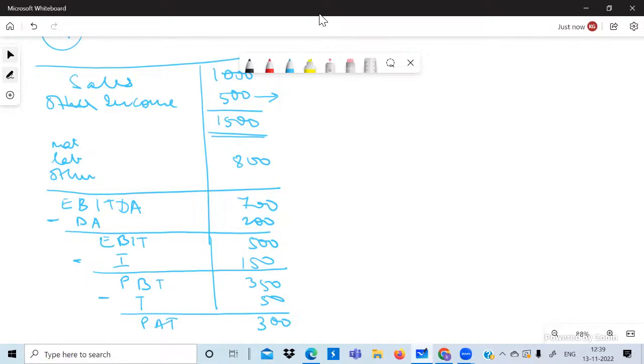What is this? You're deducting after the EBIT. EBIT is before reducing interest and taxes, and you're deducting 150 interest. So again, this is earnings before interest and tax. So I'm saying before paying interest and tax, my profit was 500. Interest is 150. So what I get is profit before tax. So PBT is profit before tax. So I'm saying before tax, my profit is 350. Then I'll pay the tax, and my profit after tax is 300. So PAT is profit after tax. PBT is profit before tax.